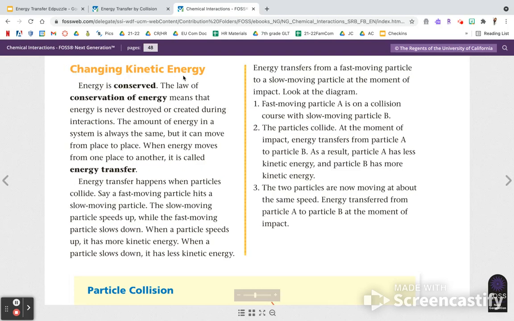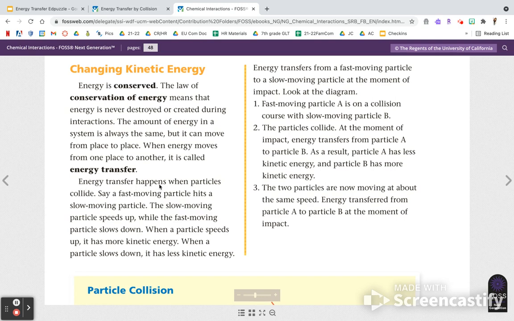Changing kinetic energy. Energy is conserved. The law of conservation of energy means that energy is never destroyed or created during interactions. The amount of energy in a system is always the same, but it can move from place to place. When energy moves from one place to another, it is called energy transfer.